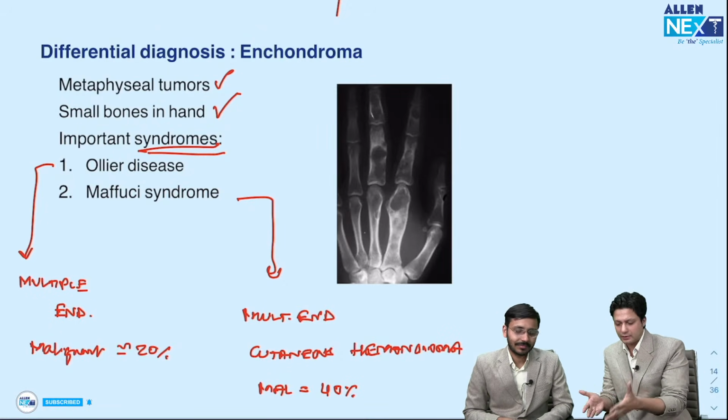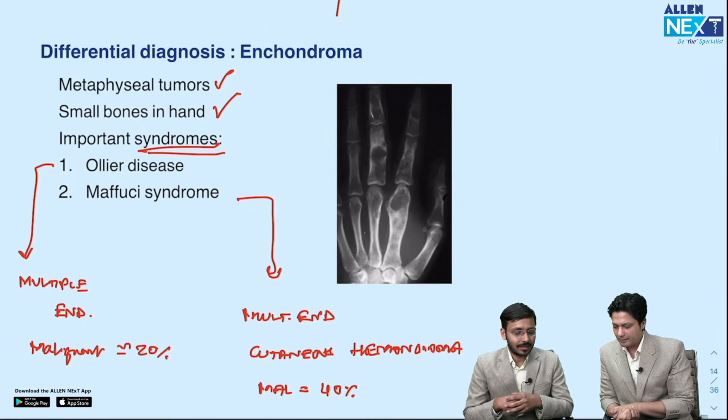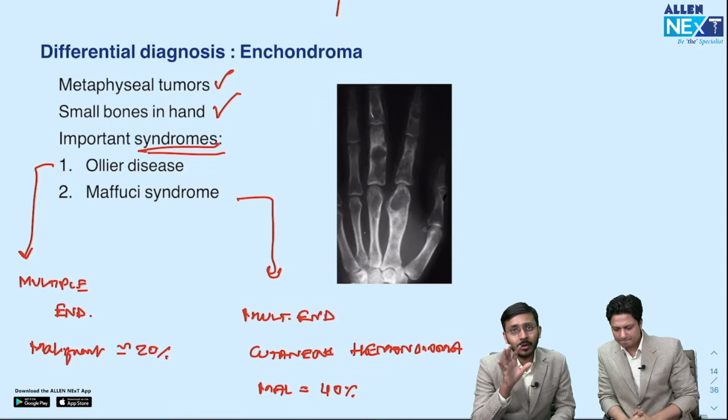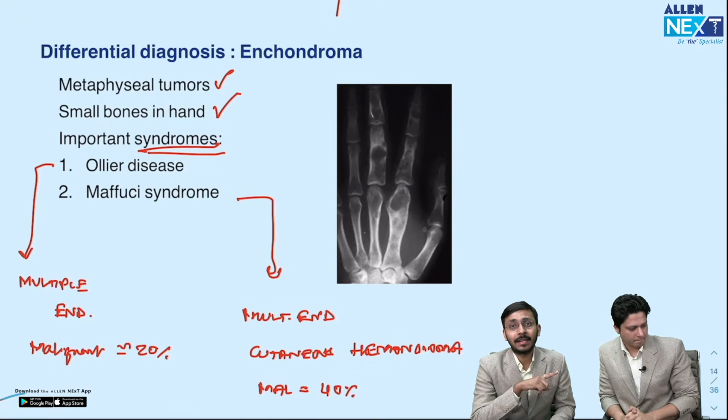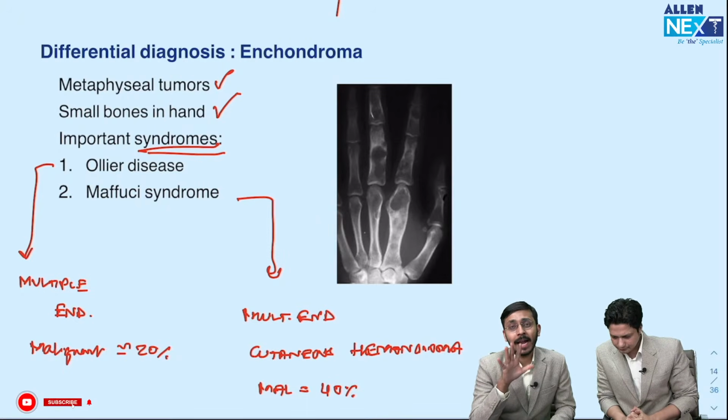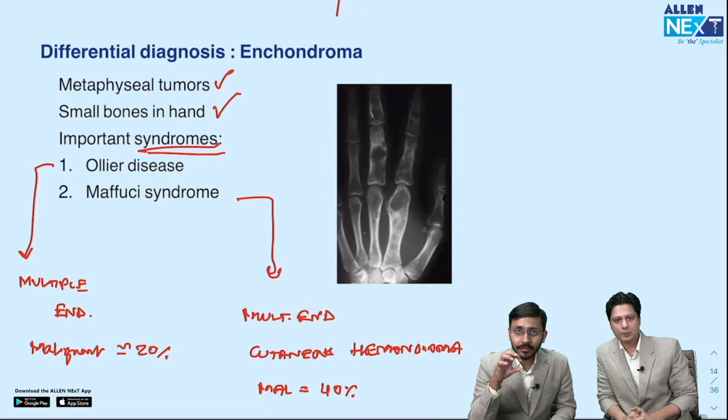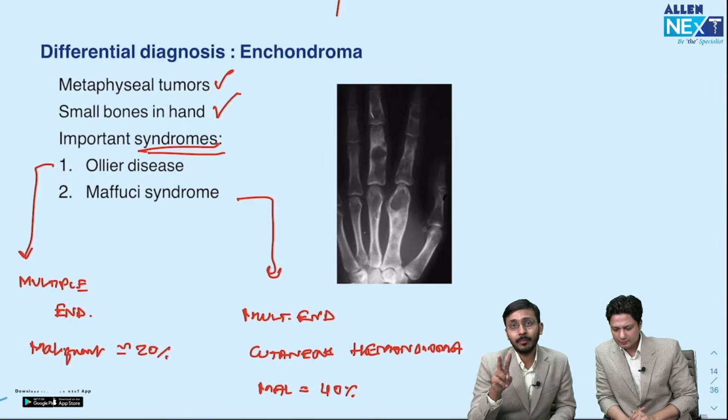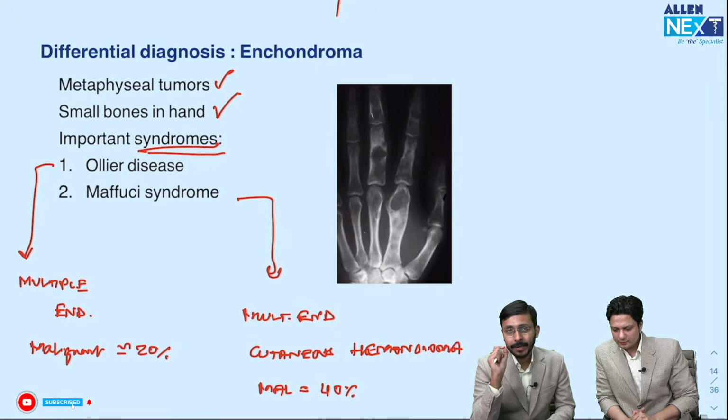So, the answer for that question is Maffucci syndrome. Right, sir. And just an important pointer to identify an enchondroma, as sir rightly said: small bones of the hands and also the feet, even metatarsals and phalanges of the feet, can be involved in enchondromas. Another pointer is that it is an intramedullary lesion.